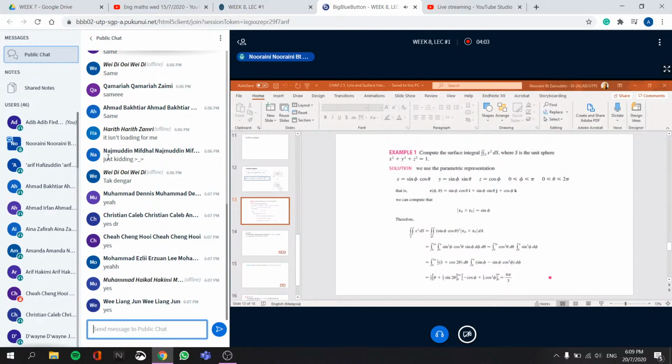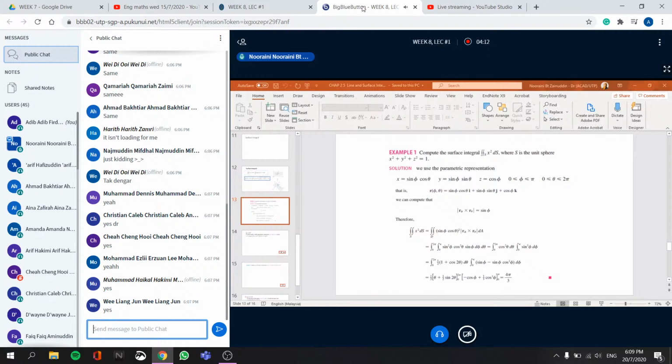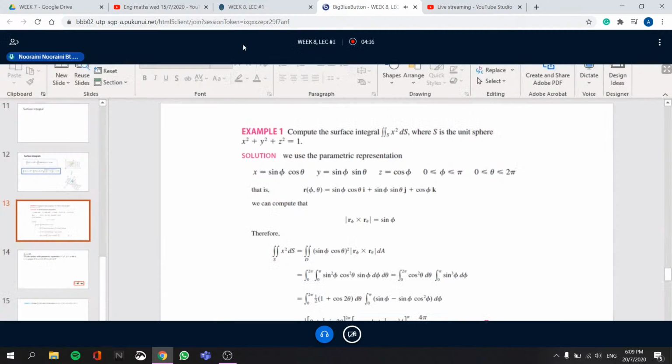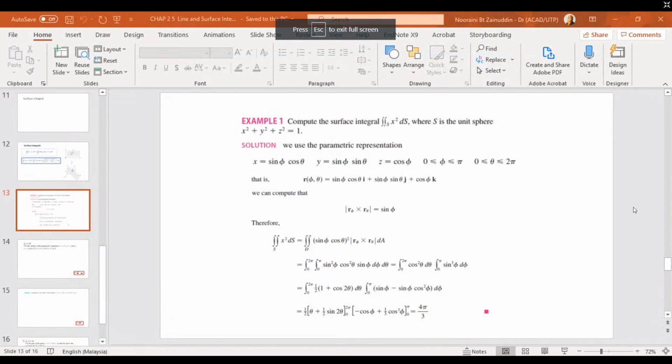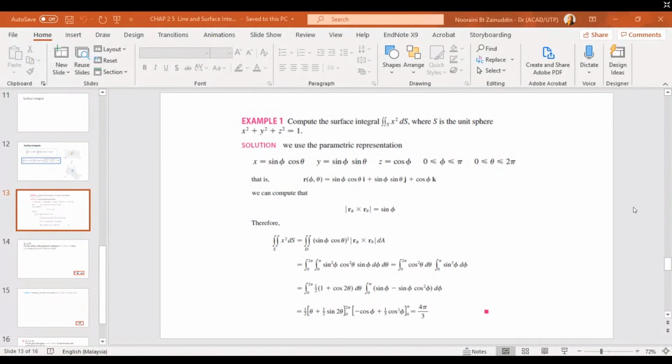Okay, so this is where we stopped last week, on surface integrals, where you have the double integral of s squared with respect to s, where s here is the surface of the unit sphere with rho 1. If it is 2-dimensional, you have a circle with radius 1, but in 3-dimensional, we call it rho 1.